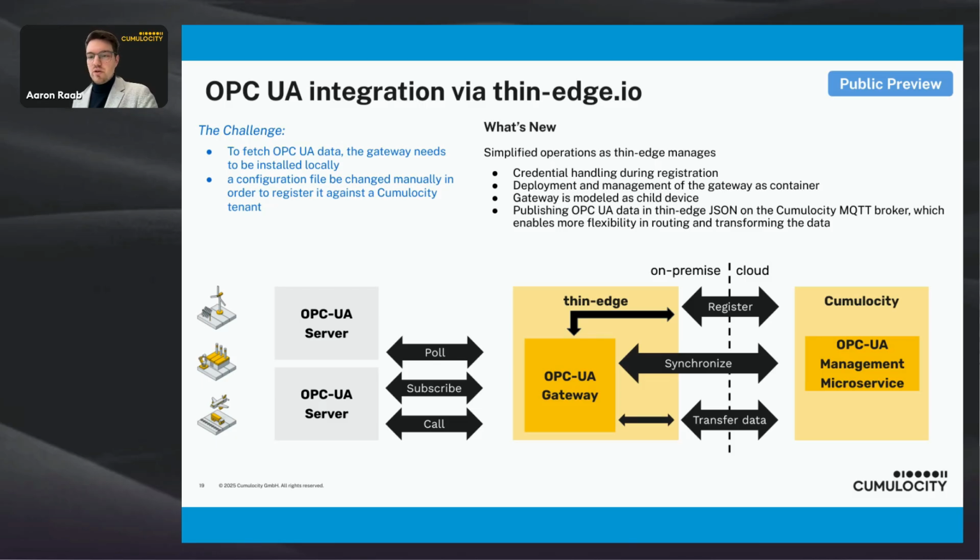And you also have the benefit of the OPC UA data now being published in the ThinEdge JSON MQTT format to an MQTT broker. So you also have a way higher degree of flexibility when it comes to transforming and also routing the payload that is being ingested from the servers through the gateway.